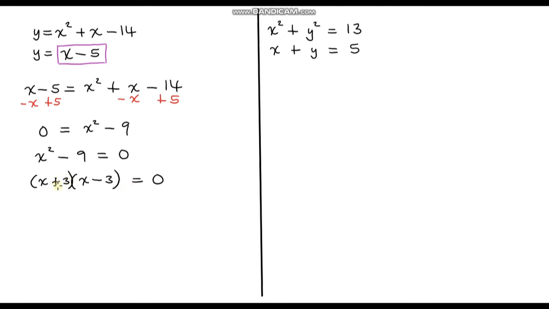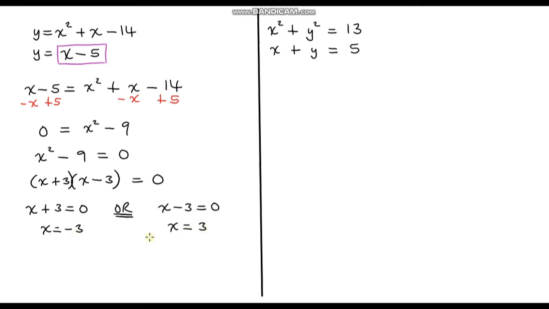So we're going to have two solutions, either x plus 3 equals 0 or x minus 3 equals 0. So our two solutions, well, over here we're going to have x equals negative 3, or over here we're going to have x equals positive 3.